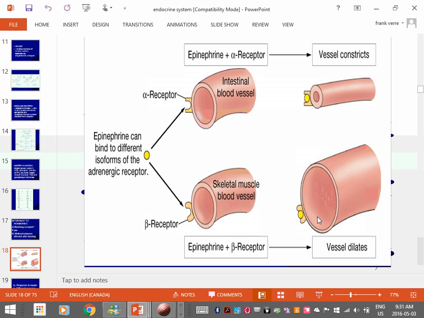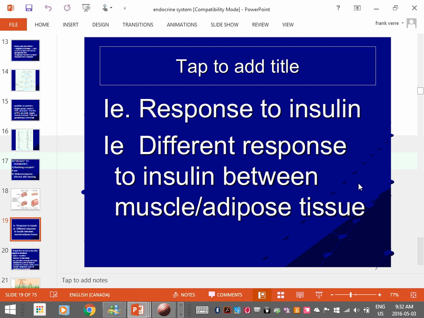But here's the thing. Does every body part require more oxygen and nutrients? No. You only have so much blood. So it's simple math. If some parts need more, that means other parts are going to have to get what? Less. And that's what's happening in this picture. Some parts will get less blood, and that's why the vessels will constrict. Some parts will get more blood, and that's why the vessels will dilate. But we will come back to the stress response later on.